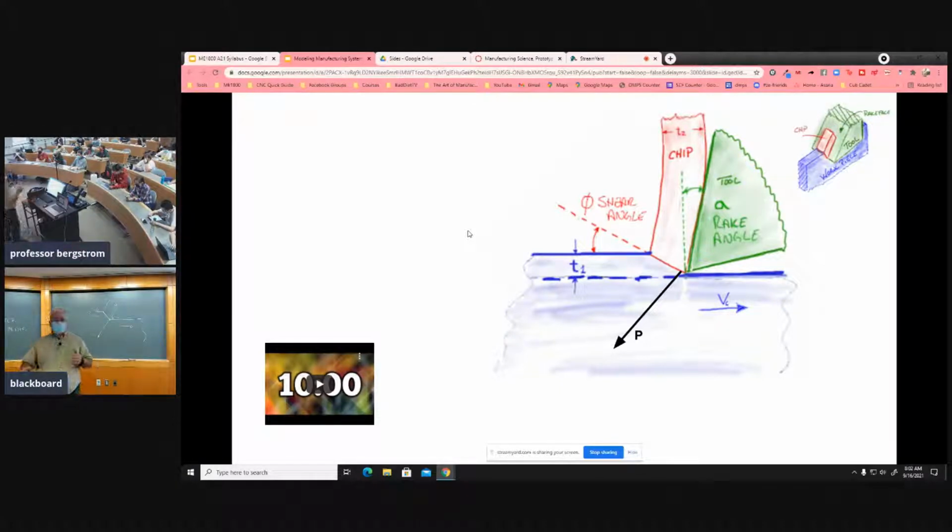And again, why are we modeling our cutting process? We'd like to estimate how much power it'll take. So what's your name again? Corey wants to estimate how much power it's going to take. And is this the diagram we typically would use if we're going to estimate power?